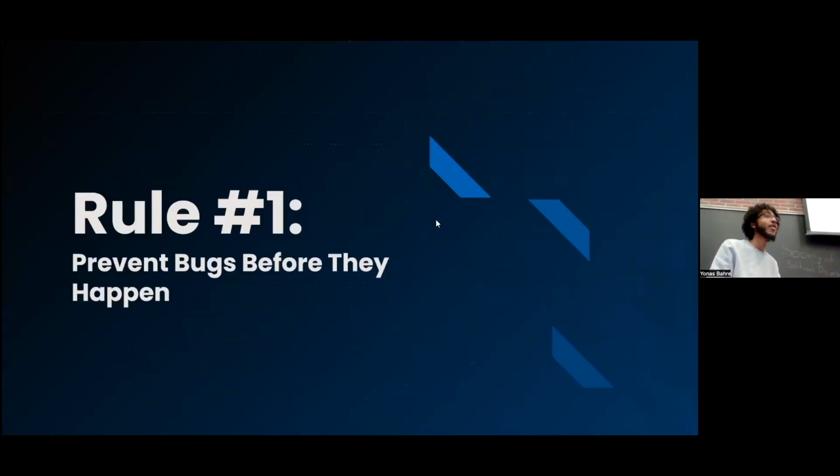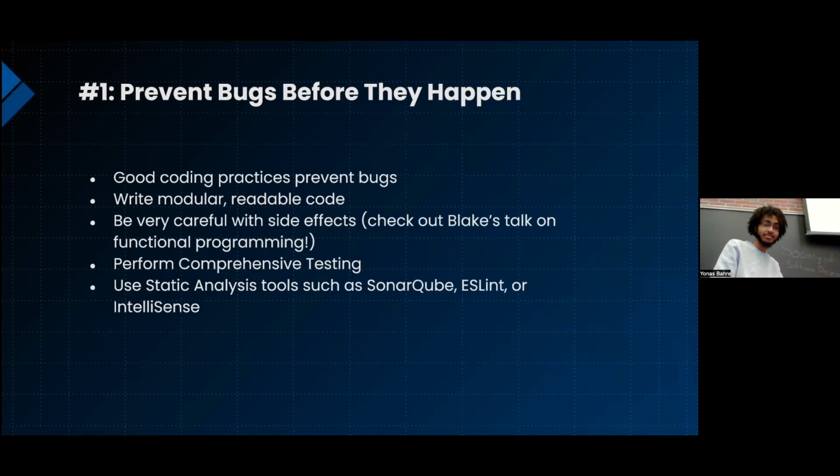So, rule number one, the anticlimactic: prevent bugs before they happen. Good coding practices do wonders to prevent bugs. And I'm not going to focus too much on this specifically today because the whole mission statement of this club is writing correct, maintainable software. If you follow the best practices that we talk about week in and week out, it's going to help you not just prevent bugs from popping up in the first place, but when they do pop up, it's going to be a lot easier to fix, right?